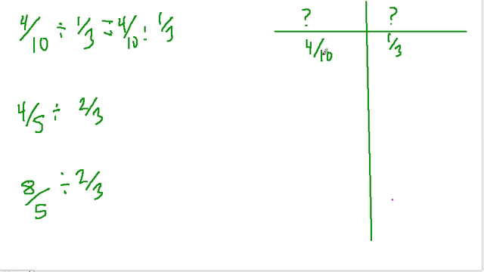How do we make 4/10 divided by 1/3 much friendlier? What can we do? One strategy is to multiply 1/3 by 3, because then you have 3 1/3, which is just one whole. But you want to keep this table balanced, so you want to also multiply this by 3. And what does that give us? Well, 3 times 4 is 12, so it's 12/10.